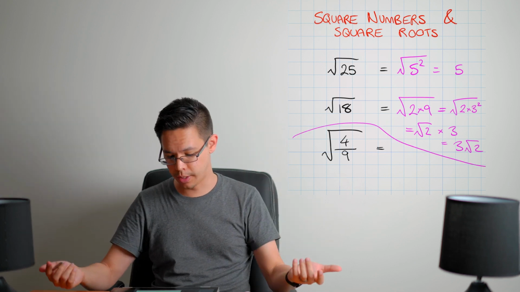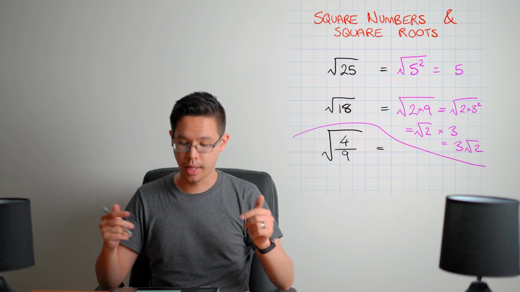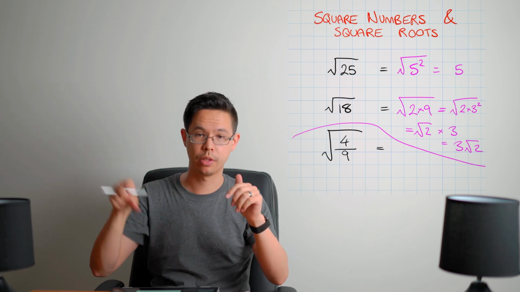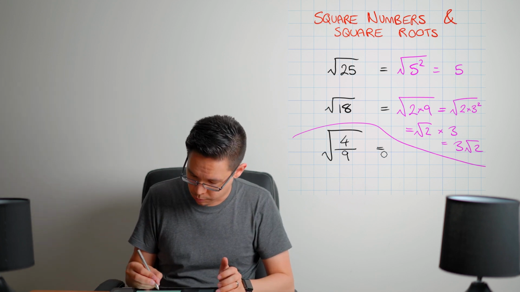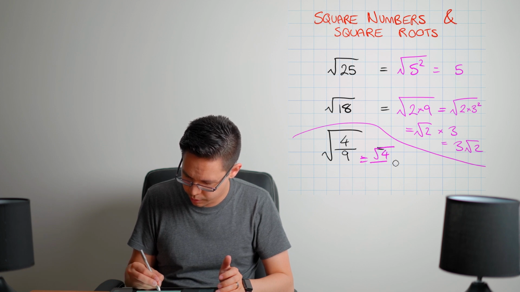Let's look at this one here that I've also got. Square root of 4 over 9. Well, we can use that rule that was just on the previous slide. I can split it up. So let's do the square root of 4 all divided by the square root of 9. Let's see what we can work with there. I'm just going to rearrange this a little bit. That bit is equal to the square root of 4 all divided by the square root of 9.